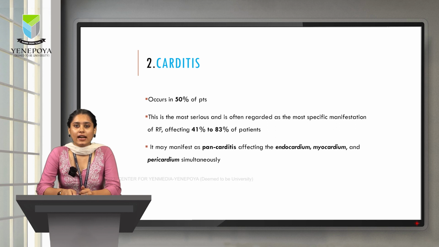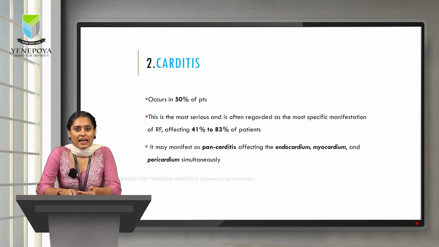Next, moving on to carditis. Carditis is nothing but an abnormality related to the heart, which occurs in about 50% of the patients. Most common is arthritis, which occurs in 70% of the patients, whereas carditis, which is abnormalities related to the heart, occurs in about 50% of the patients, and this is the most serious and is often regarded as the most specific manifestation of rheumatic fever.